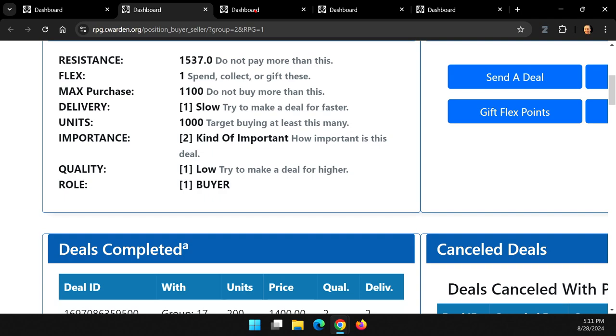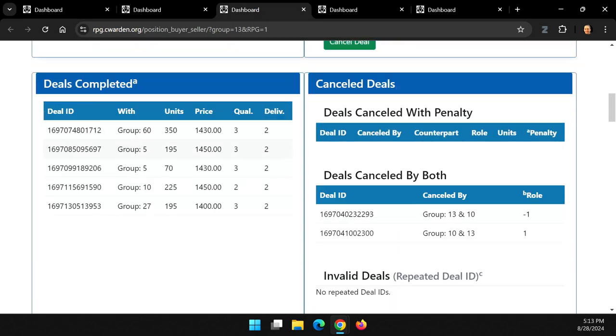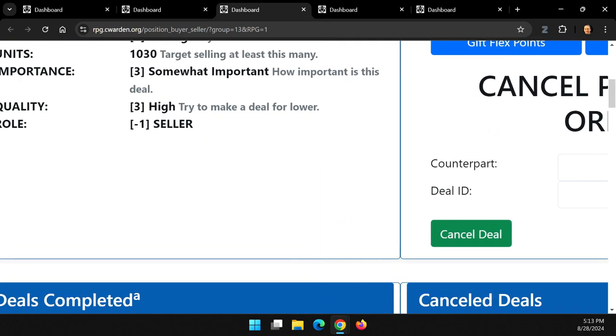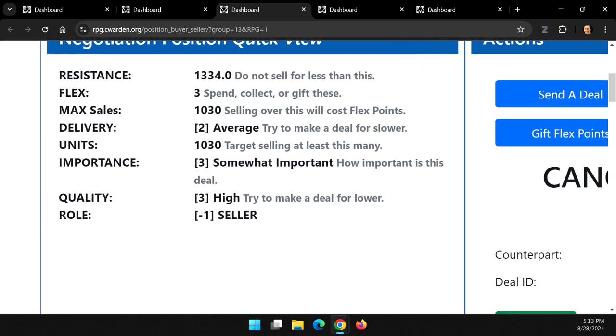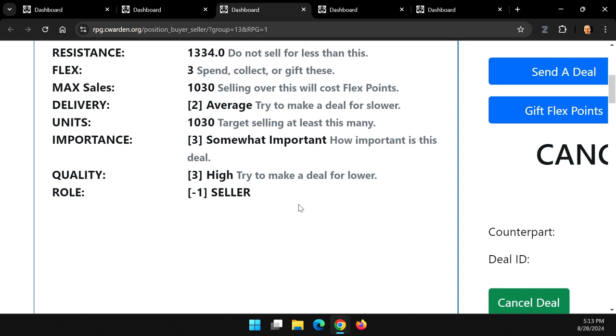Let's jump over and take a look at a seller's case. So let's look at a seller here. Okay, so let me do the same thing, only now let's think about the seller. So here we have a seller, and we're going to look at the quality. So the seller for this quality is 3, high.